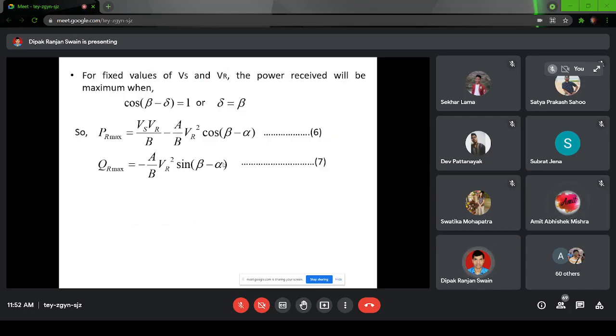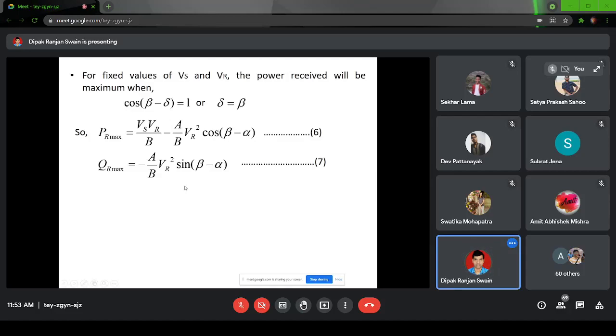Okay, so here the power received will be maximum when this is the condition. And if I put that condition, what will be the maximum power received? Both active and reactive power expressions are given. So you may be asked a problem on that: for a given circuit, find the condition, or the maximum power delivered or received at the load end, or the maximum reactive power received at the load end.